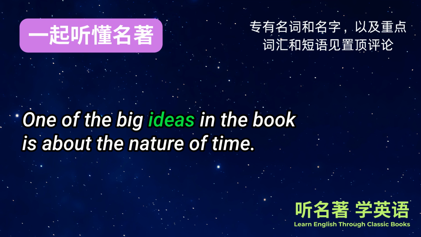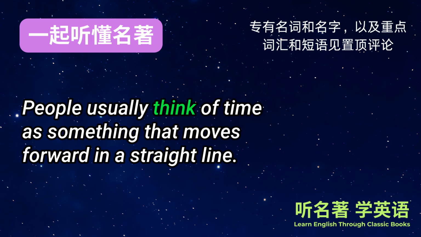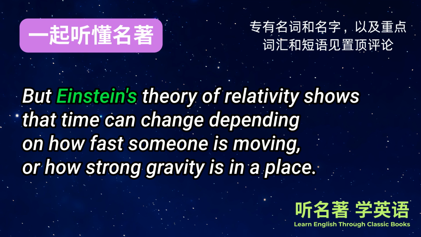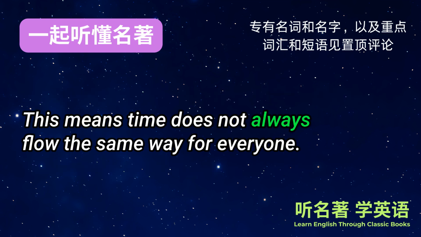One of the big ideas in the book is about the nature of time. People usually think of time as something that moves forward in a straight line. We experience time every day when we see the sun rise and set, or when we notice that we are getting older. But Einstein's theory of relativity shows that time can change depending on how fast someone is moving or how strong gravity is in a place. This means time does not always flow the same way for everyone.